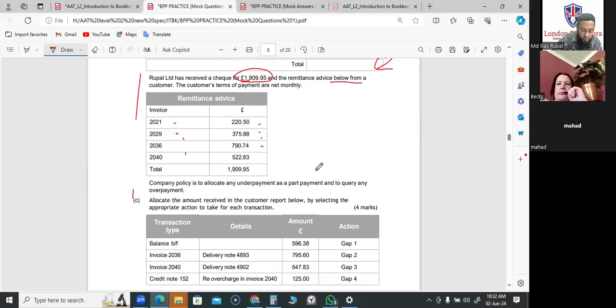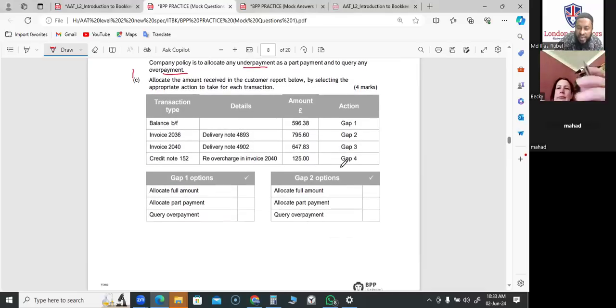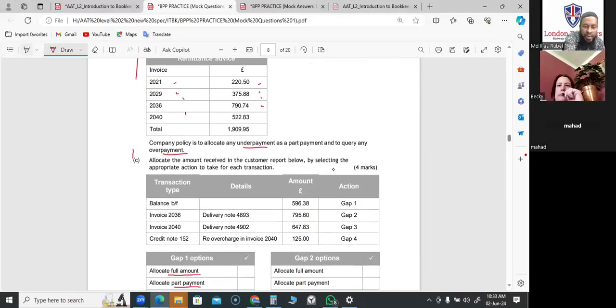We will take into account the 4% discount, but let's read the question. This is a typical question. A company policy is to allocate any underpayment as a part payment and to query any overpayment. They said allocate the amount received in the customer report below by selecting the appropriate action to take for each task. What are the actions? In the action, you can say allocate full amount, allocate part amount, query for overpayment.